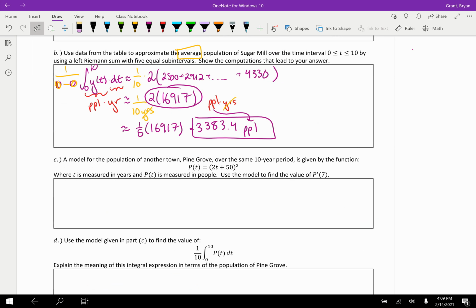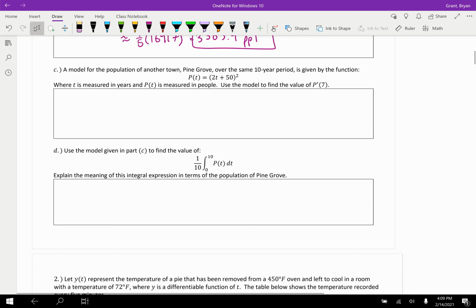Let's move on to part C. A model for the population of another town, Pine Grove, over the same 10-year period is given by the function p of t equals, okay, so now we have an equation. Use the model to find the value of p prime of 7.